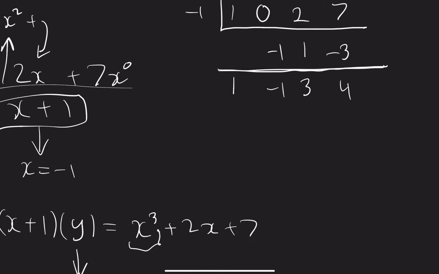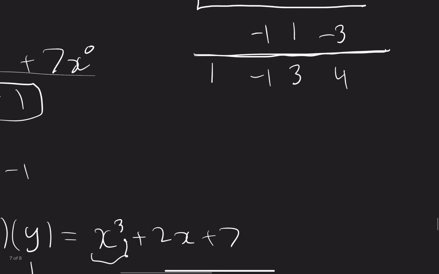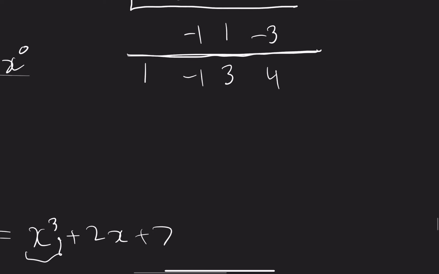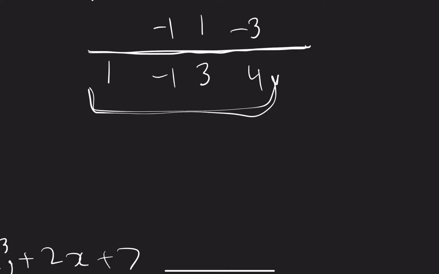So yeah, now what we want to do from here is, it depends on whether or not we have a remainder. If we have a remainder, then what's on the end is going to be the remainder. If not, then these are going to be our coefficients. It's looking like we do have a remainder though, and 4 is our remainder.